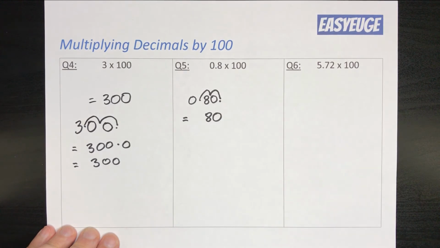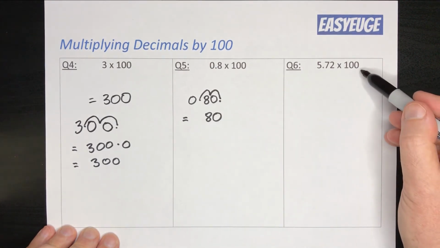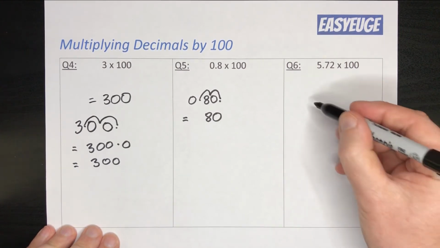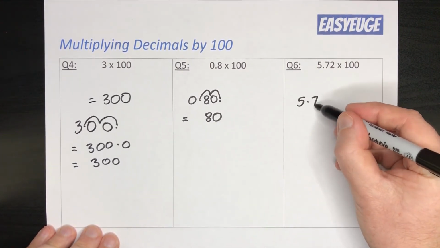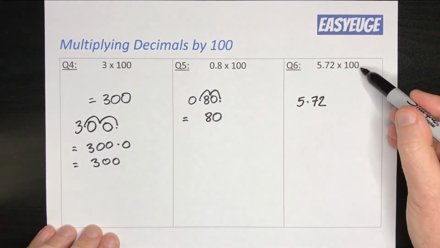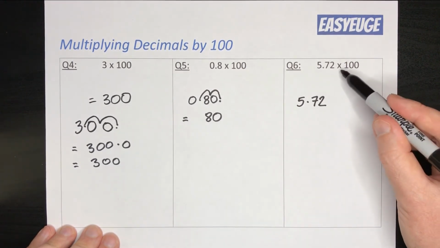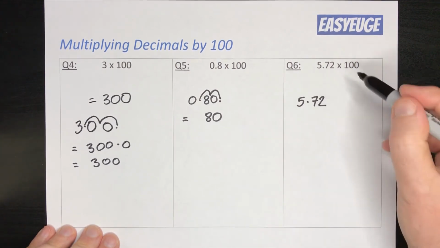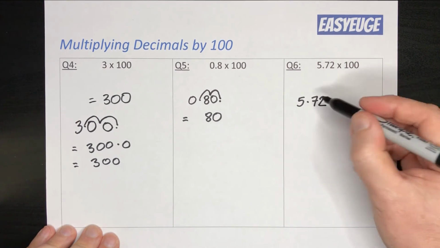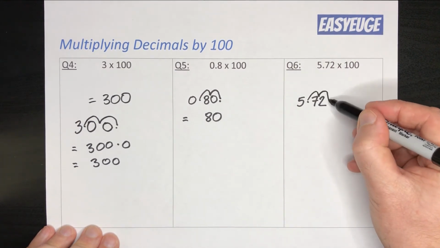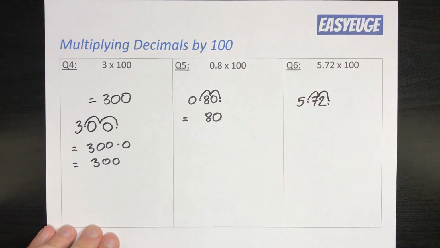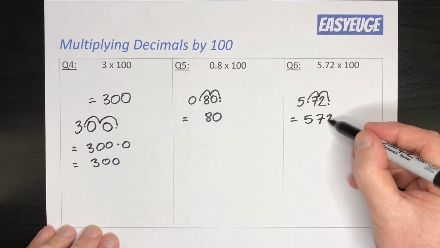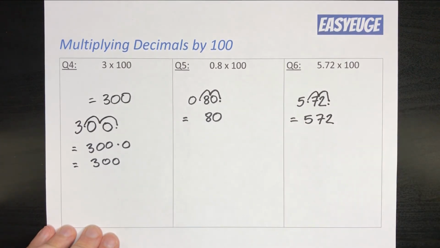Let's do that one more time with something that looks quite complicated, but now that you know the trick, let me show you how easy this can be. 5.72 multiplied by 100. Okay, we're multiplying. That means we're moving the decimal point to the right. We're moving it 1, 2 places. Let's do it. 1, 2. The decimal point goes here. So the answer now is 572.